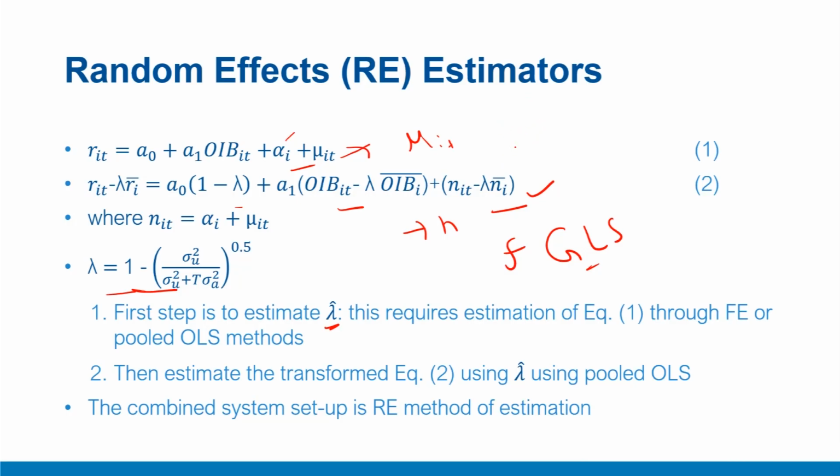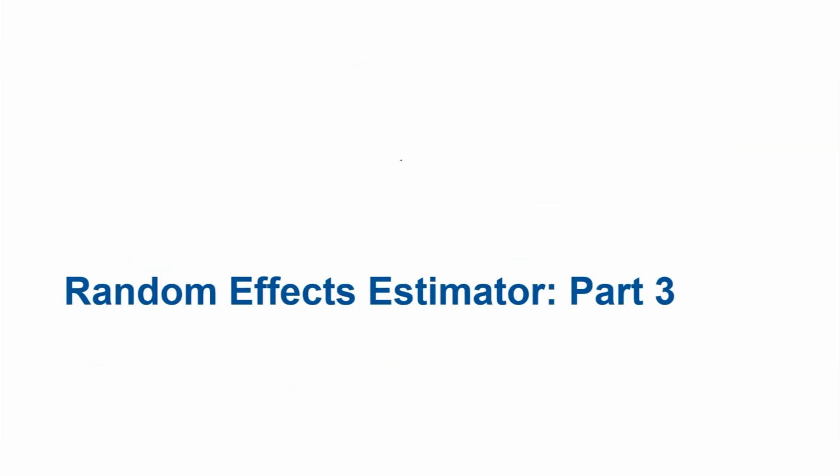If unobserved heterogeneity is quite large, then you have to go with a random effect model, which is closer to fixed effect. And if this unobserved heterogeneity is very small, then you go for a model which is closer to pooled OLS. In this video, we'll talk about some of the assumptions pertaining to the random effect estimator and also the estimation of the time invariant terms.